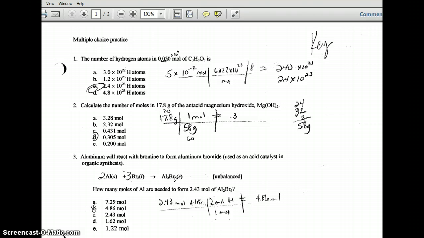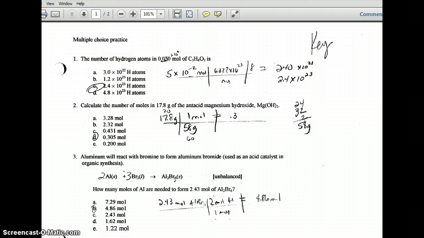In this problem set, you're going to see I have 5 times 10 to the negative second moles times Avogadro's number times 8, because there are 8 hydrogen atoms in this formula. So if I do 5 times 6, that gives me 30 times 8 is 240, and then if I add my exponents of minus 2 and 23, I get 10 to the 21st. I just have to reformat it to get 10 to the 23rd.